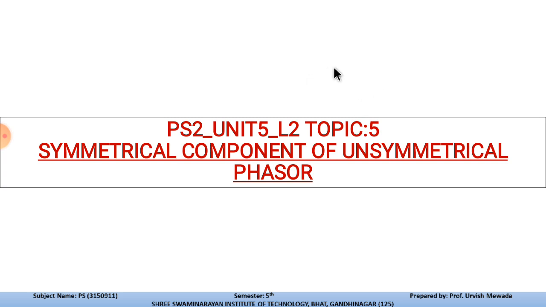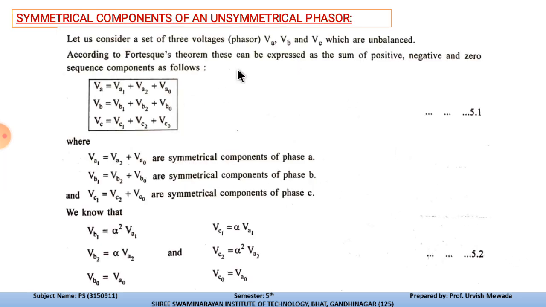Now students, this is lecture number 2, and the topic is the symmetrical components of unsymmetrical phasors. So let us discuss how the symmetrical components can be derived from the unsymmetrical phasors. Let us consider a set of voltage phasors VA, VB, and VC, which are unbalanced, and we are finding the solution for this.